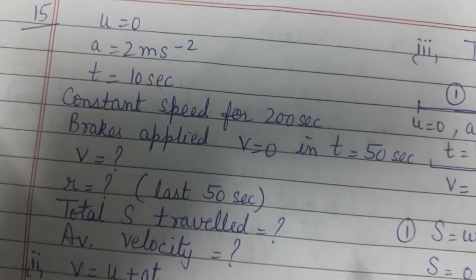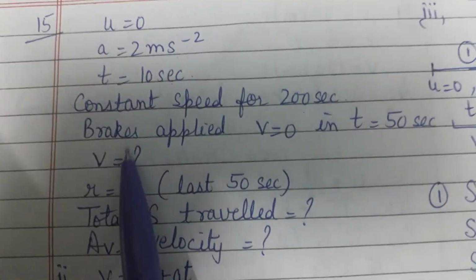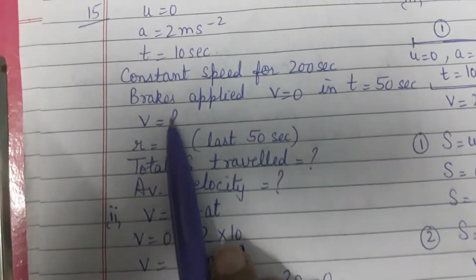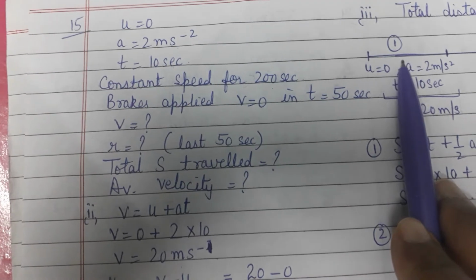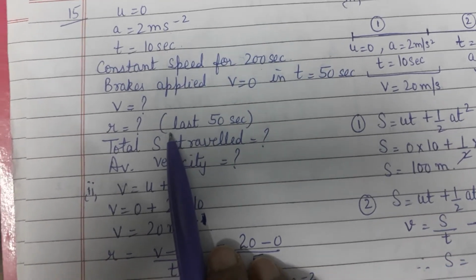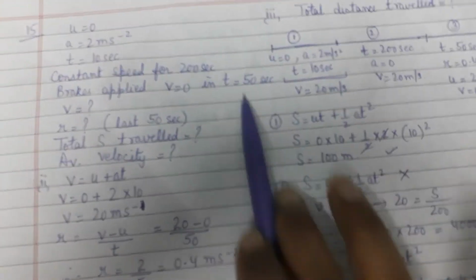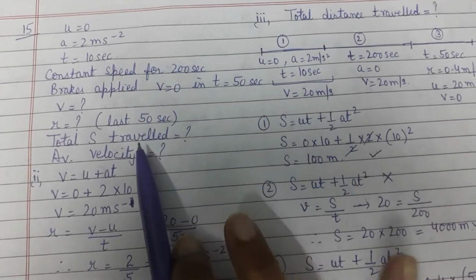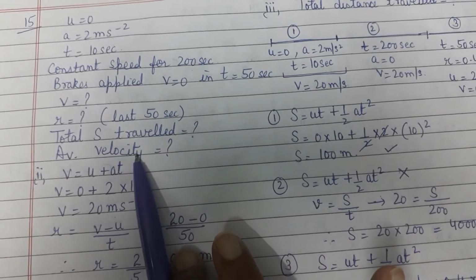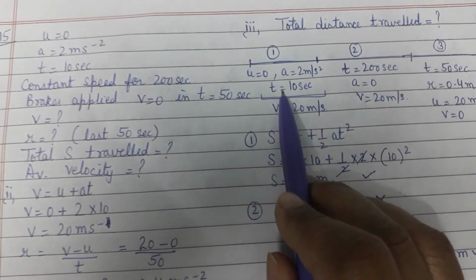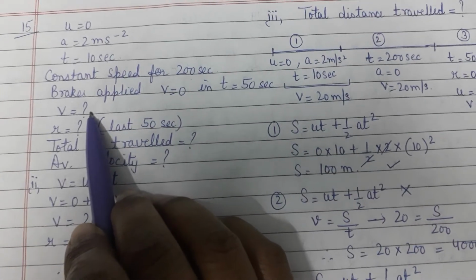Now, what are we supposed to find out? We are supposed to find out the retardation, the value of the speed in the first slot, final velocity in the first slot has to be found out. Retardation has to be found out, and the total distance traveled in the entire 3 slots has to be found out, and average velocity has to be worked out. So there are 4 things, children. First of all, in the first slot, we need to find out the final velocity.